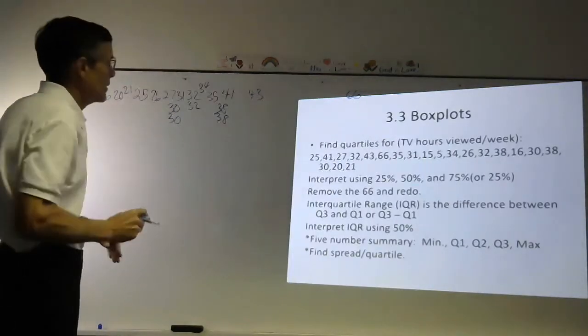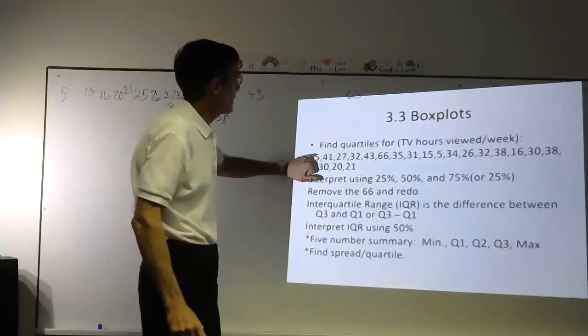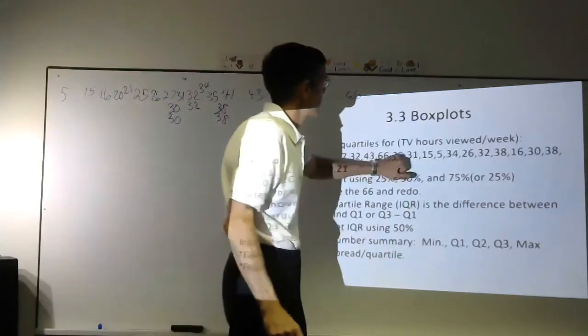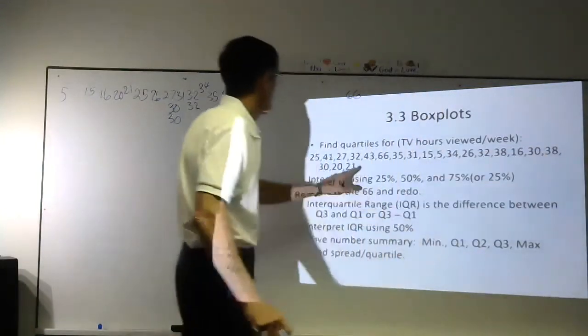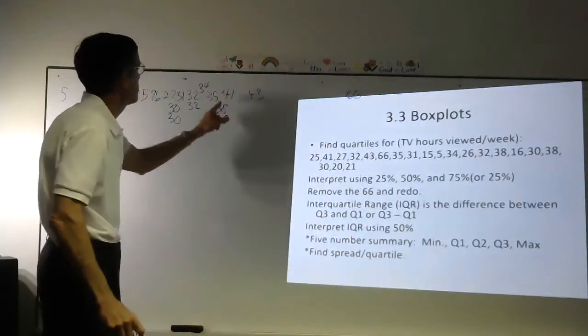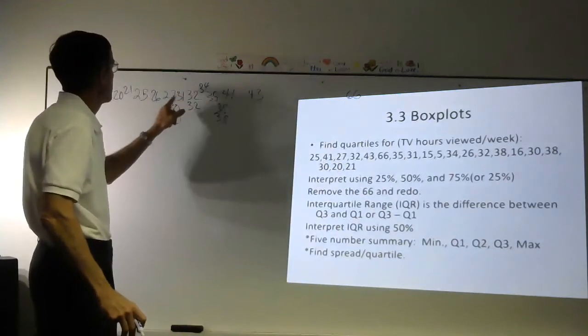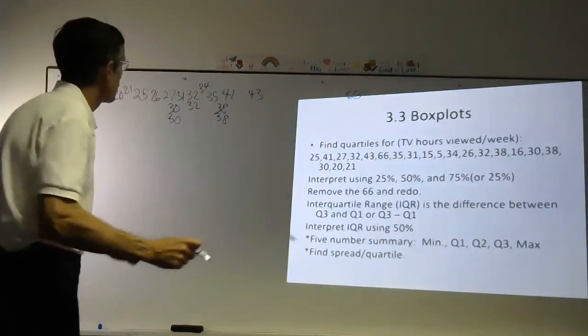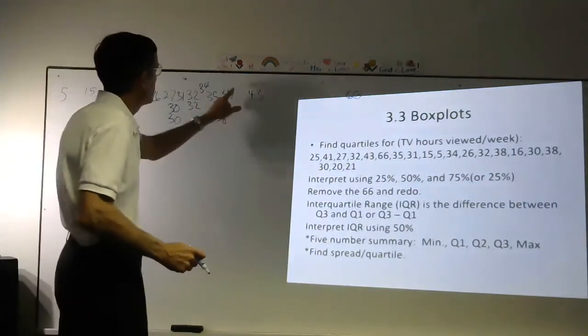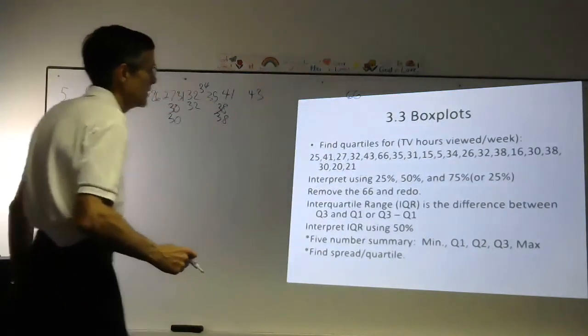Okay, so yeah, how much data do I have? I count 20 items. Did I miss any? I count again and find the 66, there it is, 20.